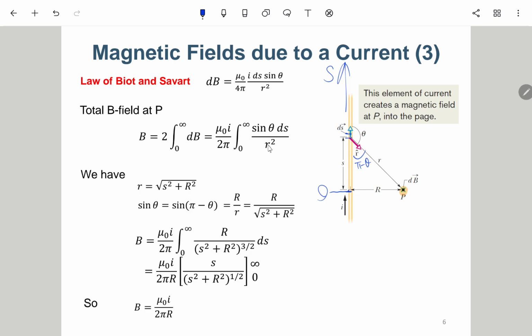So in this case we can just plug in r and sine of theta into here. Here we have r squared, multiplied by this one. So altogether we have S squared plus capital R squared, and then the whole term to the 3/2 power. And then we also have this capital R here, and then we do the integration of ds.